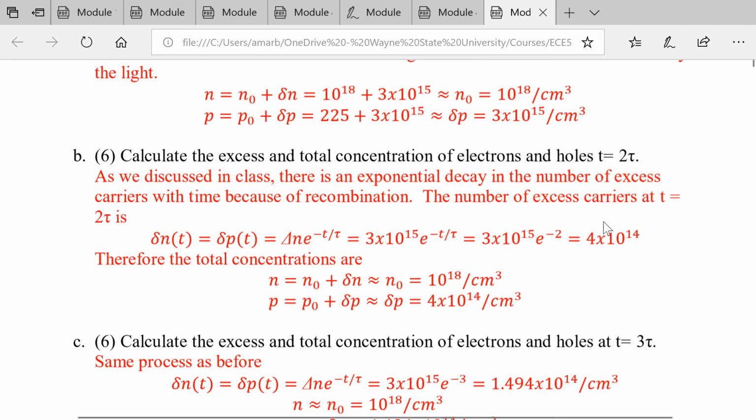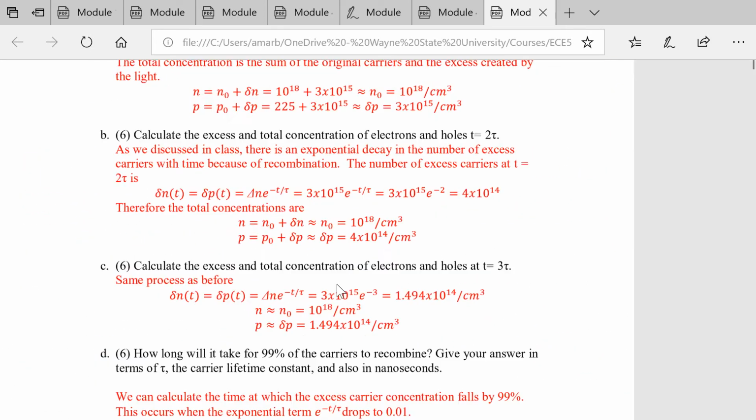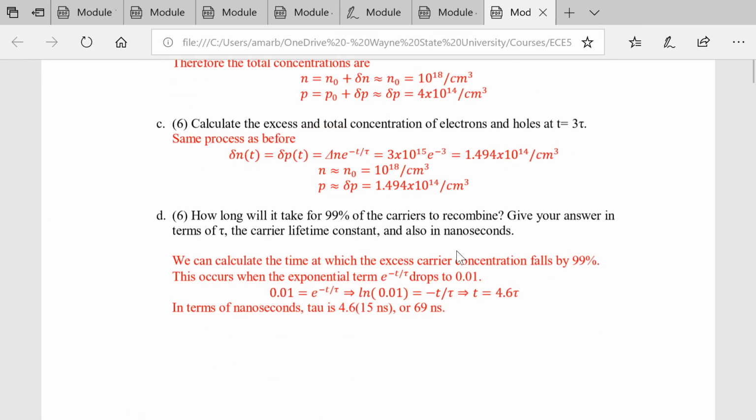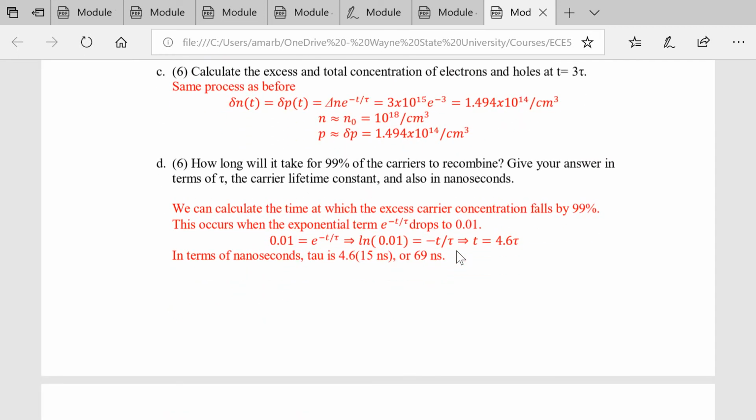All right, so this is the change in the excess concentration, and then the total, just like before, you can find the total by adding the initial amount plus the excess. All right. And the same with 3 tau and so on. All right. Now this last part here I think is good to know is how long will it take for 99% of the carriers to recombine?